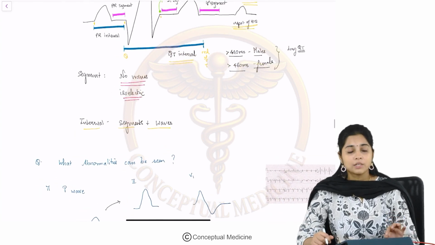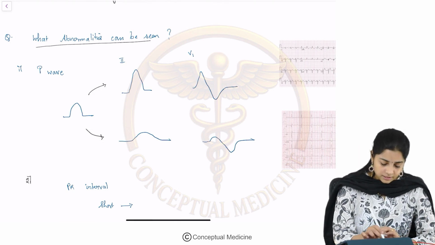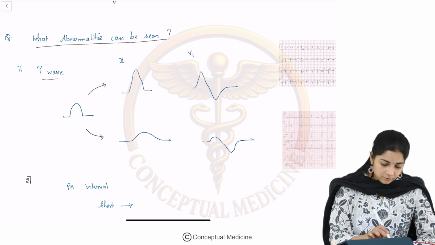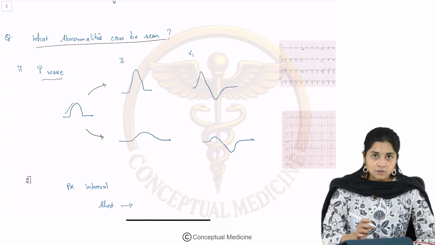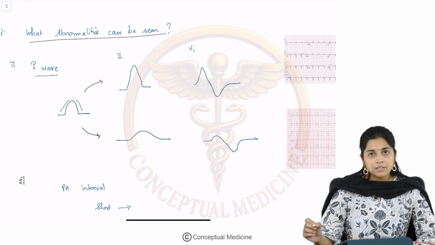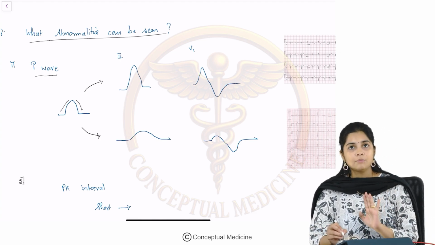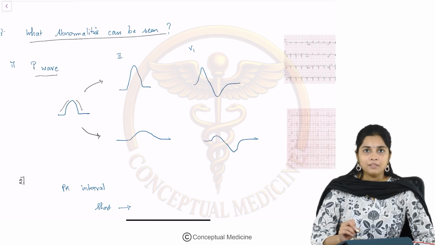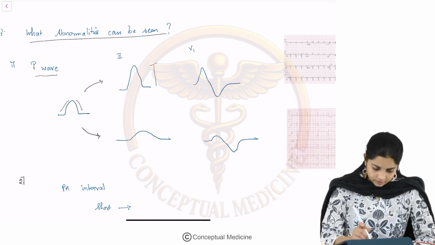Now, let us look at the abnormalities which can be seen, starting with abnormalities of the P wave. We know that the P wave is because of atrial depolarization. The first half is because of right atrial depolarization, and the second half is because of left atrial depolarization. In lead 2, you have a single positive P wave, and the P wave is best appreciated in lead 2 followed by lead V1, where you have a biphasic P wave. That is normal, we have already looked at that. Now, the height of the P wave is more than 2.5 small boxes.